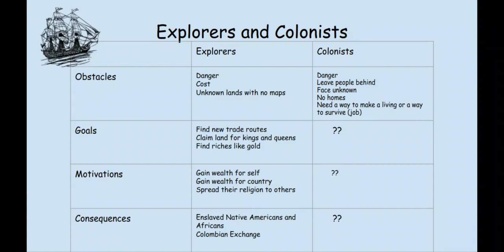The goals and motivations of the colonists to move to a new land are described as push and pull factors. We will look more closely at these next. Throughout Unit 3, we will learn more about the consequences of colonization.